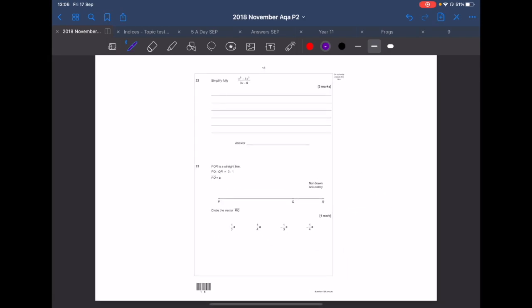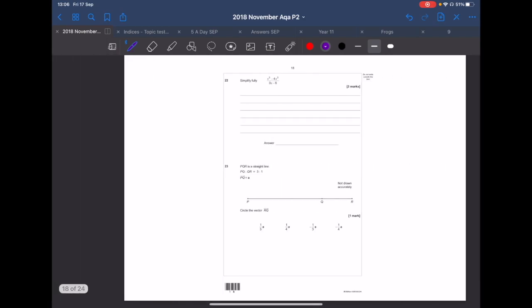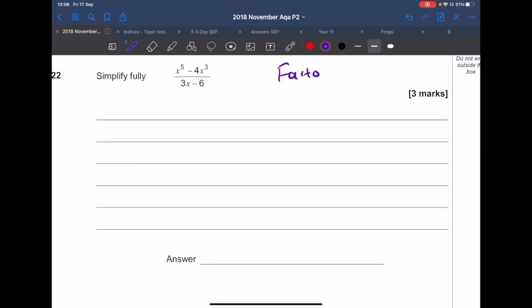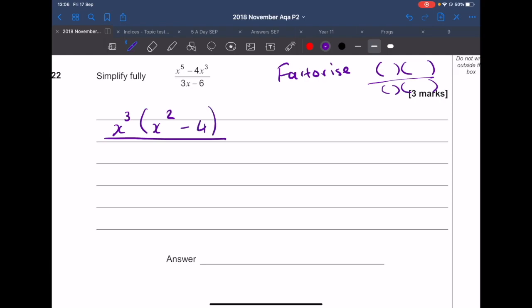Next line. Have I missed anything? No. Next one is simplify. Looking at this straight away, I can think of the word factorize. I'm trying to get brackets somehow, and I'm hoping for some of the brackets to cancel down. So on the top, x to the power of 4 can go out, or x to the power of 3 even, and we could have x squared take away 4. At the bottom we're left with 3x minus 6.